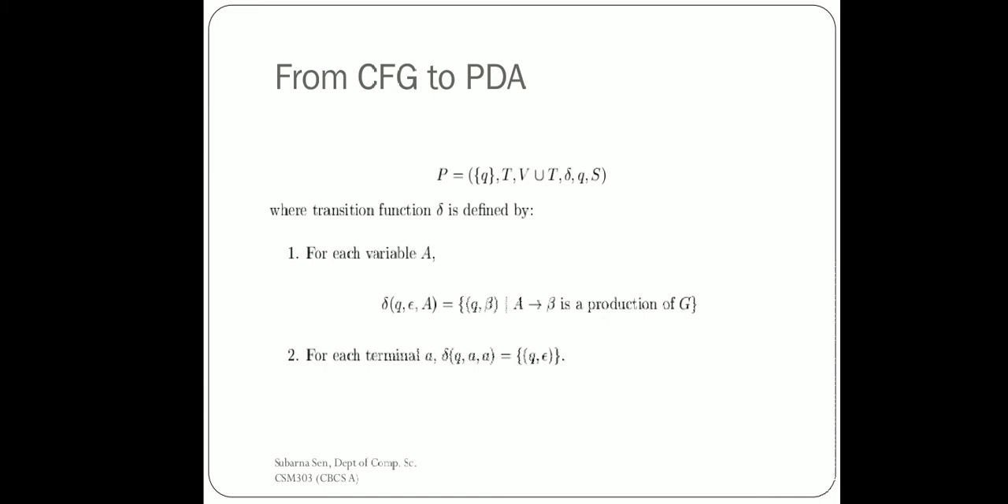Fine. Now for each terminal, as I told you already, whenever we encounter any terminal, our job will be to pop it off. We cannot expand it anymore. So if you see the second point, for each terminal, if Q is a state and we are processing a terminal A, then however many A's come, whatever terminal comes, we will pop it off, and ultimately the stack content will be empty. That's why Q comma epsilon is written.